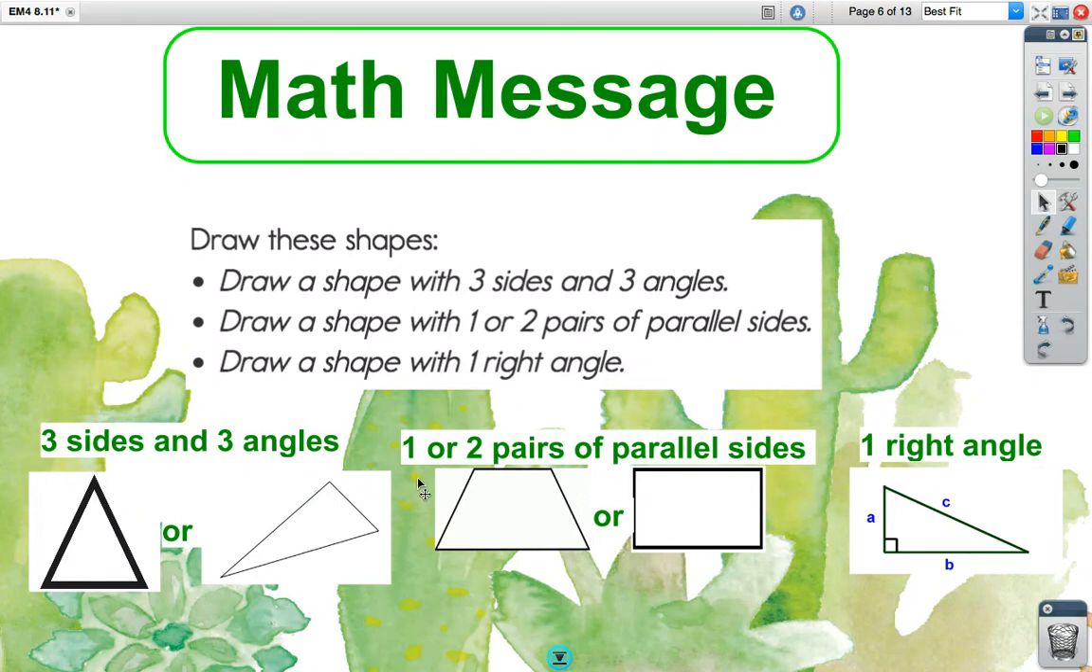For 1 or 2 pairs of parallel sides, a trapezoid has 1 pair of parallel sides, while a rectangle has 2 pairs of parallel sides. For 1 right angle, a right triangle has 1 right angle. Remember, a right angle is 90 degrees. Great job.